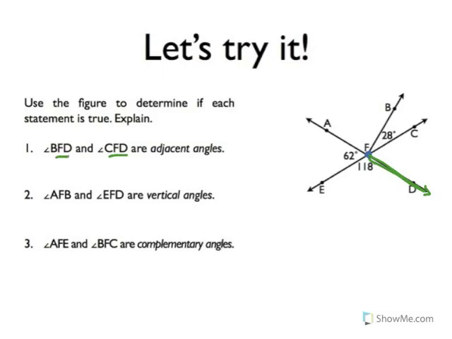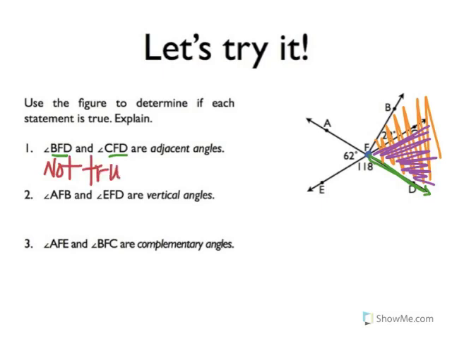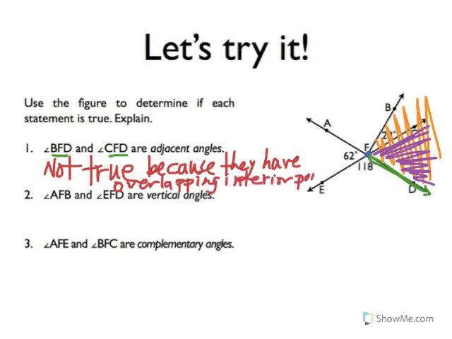And then four, do they have no interior points in common? The interior of angle BFD is this whole angle here. And the interior of CFD is this portion of the angle. So you will notice that they do overlap. So no, this is not true because they have overlapping interior points.